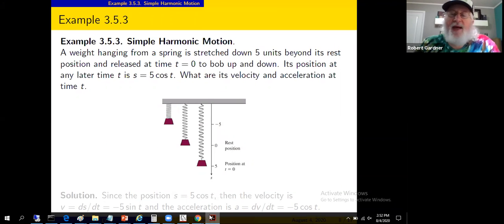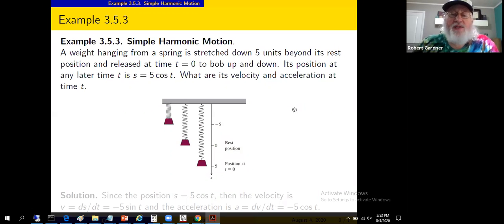And here's the story. It's about a mass on a spring. A weight hanging from a spring is stretched down 5 units beyond its rest position and released at time t equals 0 to bob up and down. Its position at any later time t is s equals 5 cosine t. What are its velocity and acceleration at time t? So they've given us position, and they ask for velocity and acceleration. Velocity is the derivative of position. Acceleration is the derivative of velocity, or if you like, acceleration is the second derivative of position.